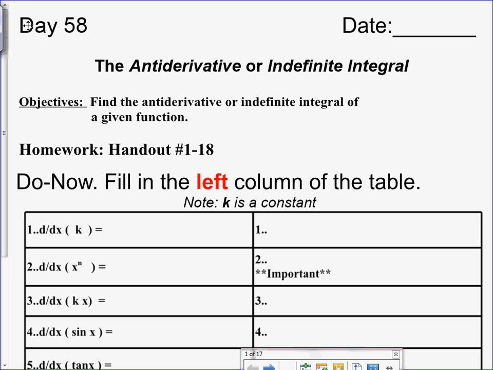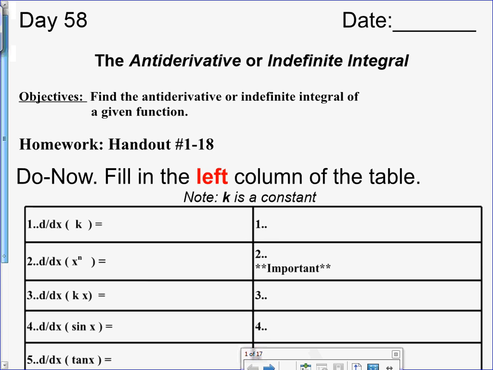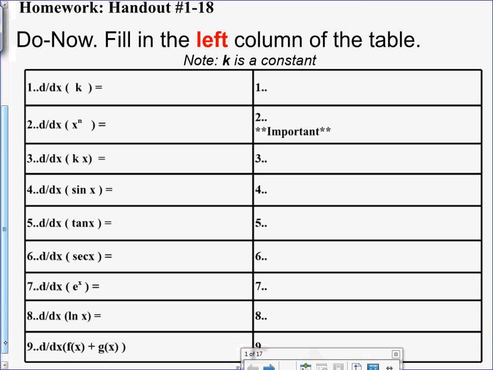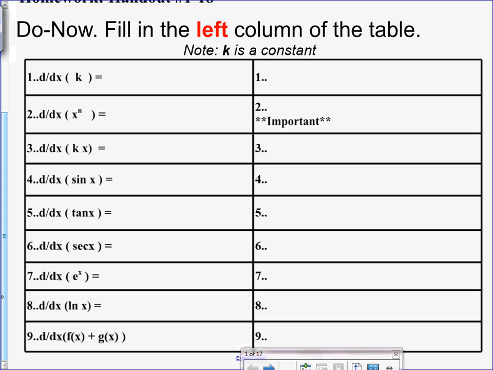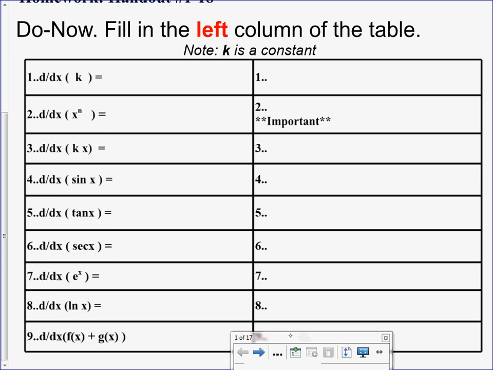We are starting antiderivatives or indefinite integrals. Before we can get into that, I have to make sure you know your derivatives. So what I'd like you to do for the do now is fill in the left side of the table. Tell me the derivatives of those functions. Got it? All right. Time to pause.